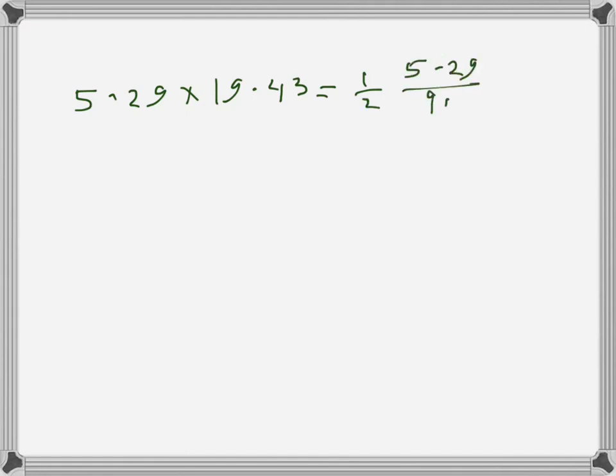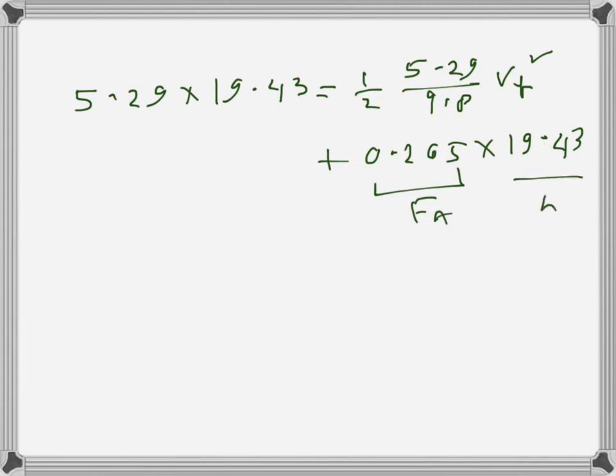So mgh is 5.29 times 19.43. We found that out. And then this is half of 5.29 over 9.8 m times Vf square. Vf is the final velocity when it hits the ground, and then plus 0.265 times 19.43. So that's the energy due to air drag. This is Fa and this is the height basically.